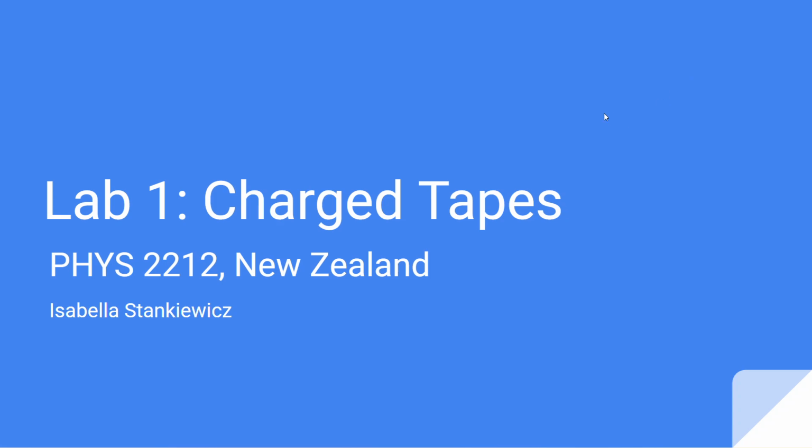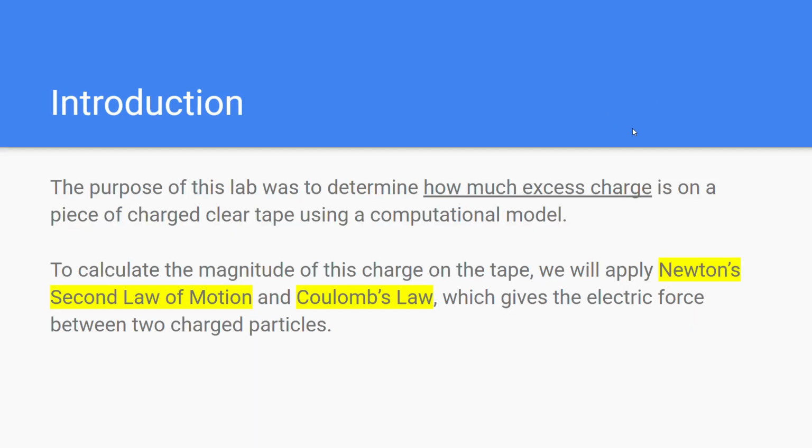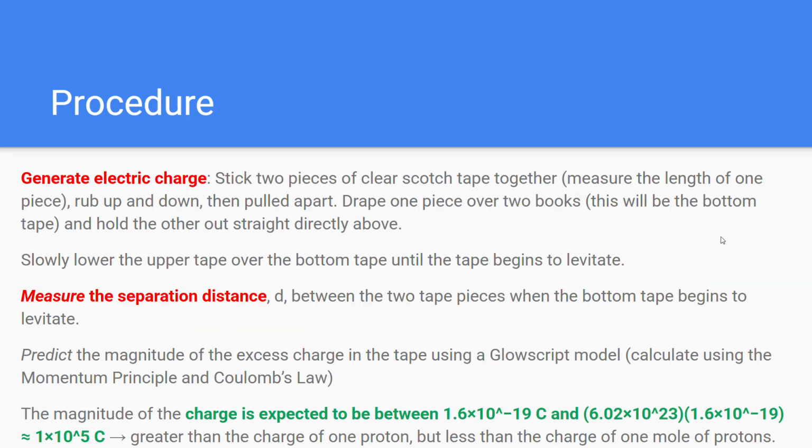Lab 1 on charged tapes. To begin, the purpose of this lab was to determine how much excess charge is on a piece of charged clear tape using a computational model. To calculate the magnitude of this charge on the tape, we are going to apply Newton's second law of motion and Coulomb's law, which will give us the electric force between two charged particles.